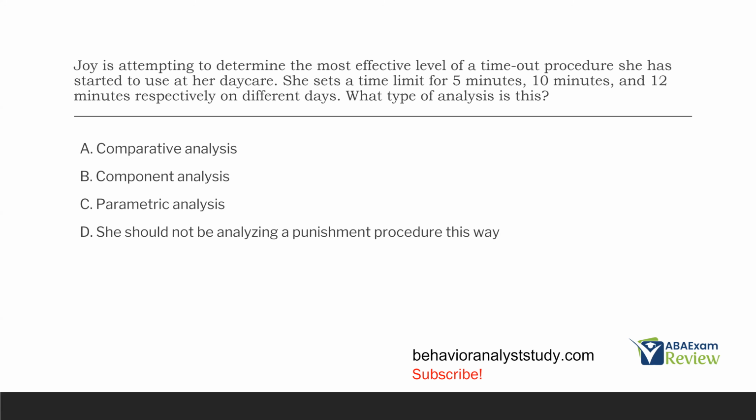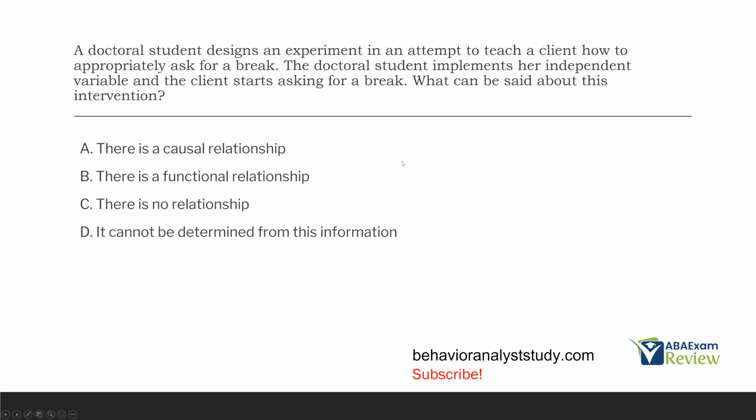D, she should not be analyzing a punishment procedure this way. Well, you might argue you want to analyze a punishment procedure this way even more, right? Because we need to be very careful with punishment procedures. We need to be very systematic with punishment procedures. What Joy is doing is simply a parametric analysis. How much of my intervention do I need?